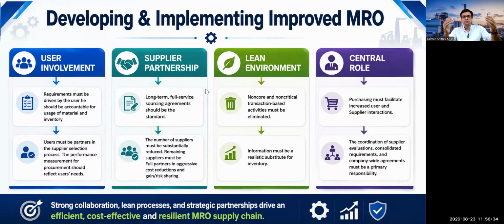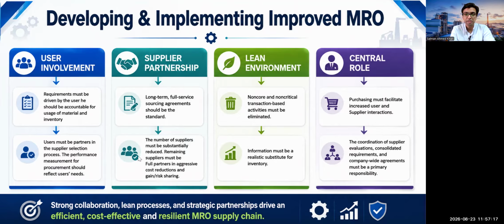Now, developing and implementing improved MRO, as per my experience, requires user involvement. Requirements must be driven by the user to ensure the material is used accurately as per the requirement, and the user should be accountable for the usage of the materials and the inventory. The user must partner with the suppliers through coordination with procurement in terms of supplier selection. The performance measurement of procurement should reflect user needs.